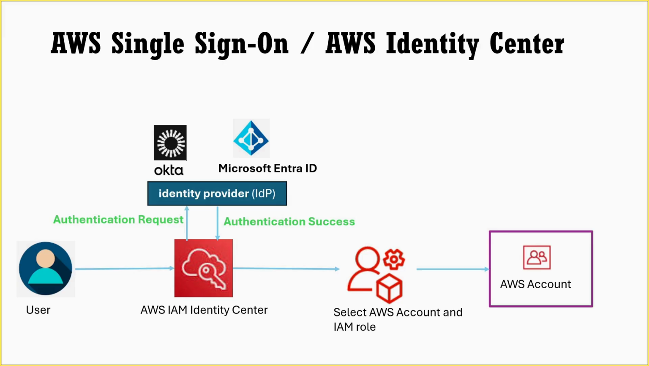Similarly, when an employee leaves the organization and their corporate identity is disabled or removed, their access to AWS is automatically revoked. There is no need to manually log into every AWS account and delete individual IAM users. This makes access management much simpler, more secure, and much easier to scale across large enterprise environments.